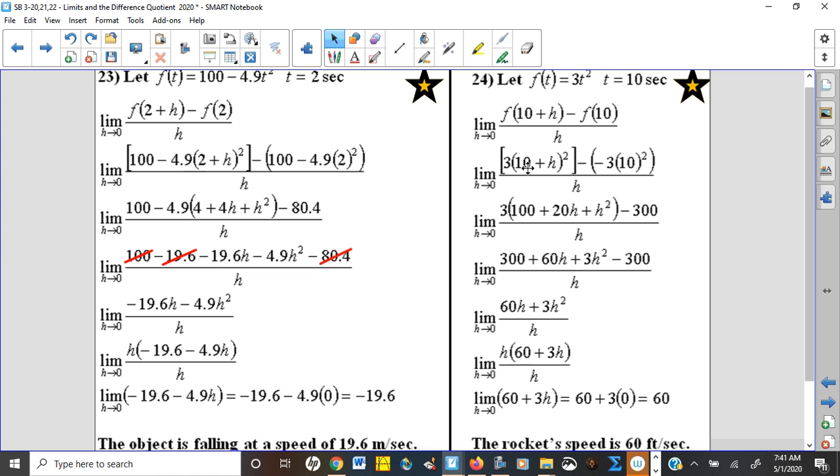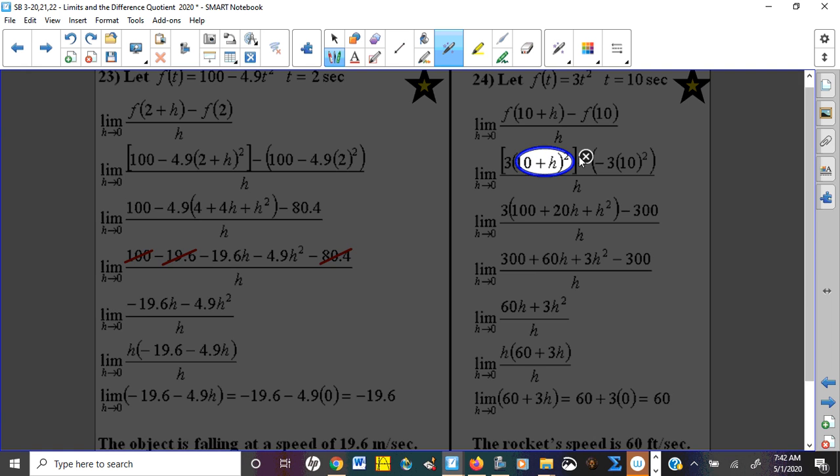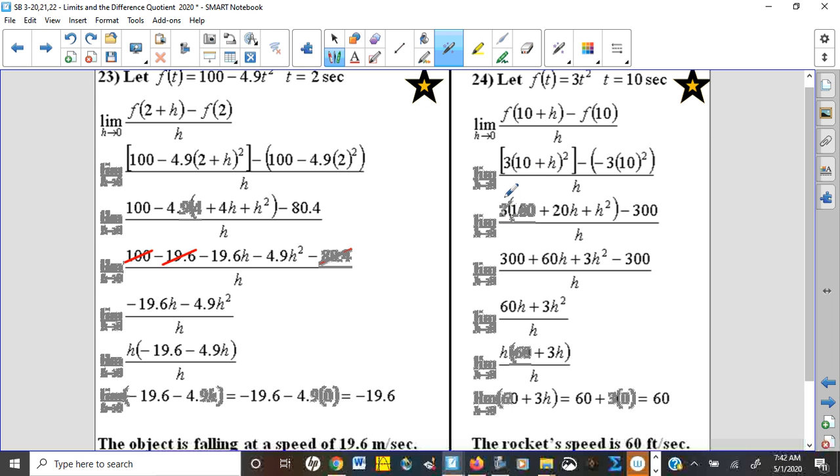And then I guess the main thing here is I have to remember order of operations. I have to remember I have to square the 10 plus h first before I multiply by the 3. I think a lot of people want to multiply by the 3 and then do it, but order of operations says exponents come before multiplication. And so you have to square this first, get your binomial, then you can distribute, right? Bam, bam, bam, the 3 across your trinomial.